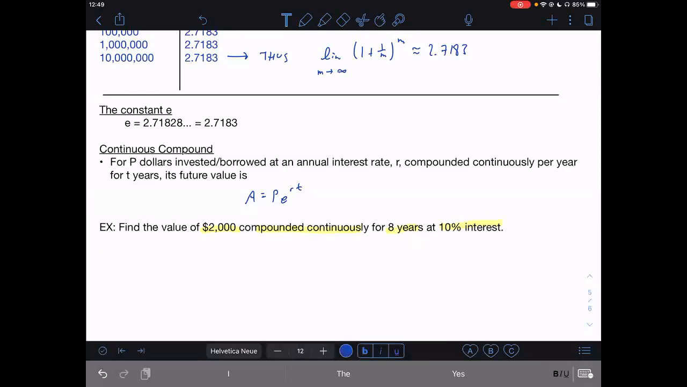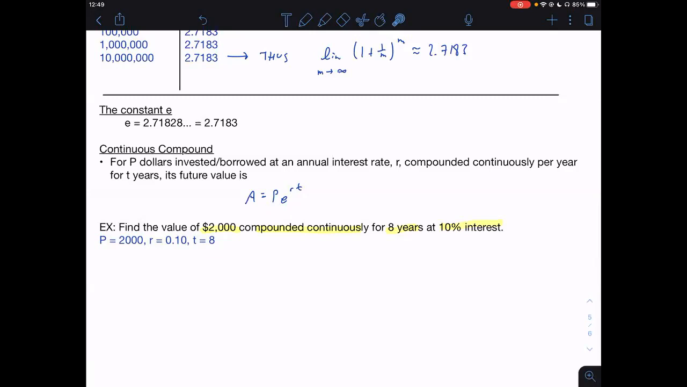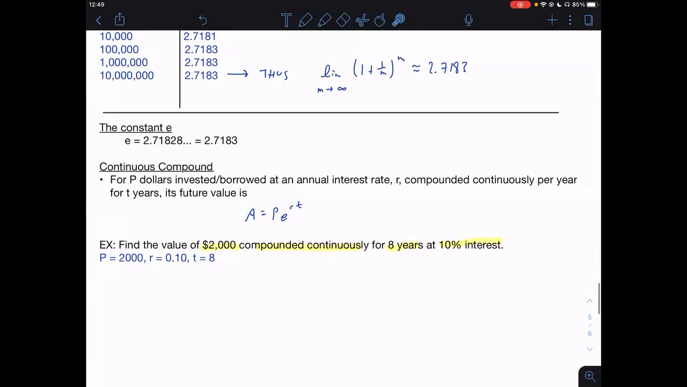So P, our initial investment, is 2,000. Our interest rate is 0.10. And then T, our number of years, is 8. We do not need to know M for this equation. All we need are P, R, and T. And E is this natural number of 2.7182-ish, or 2.7183 if we're going to use 4 decimals.